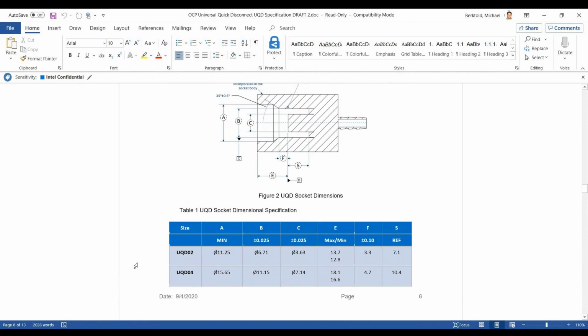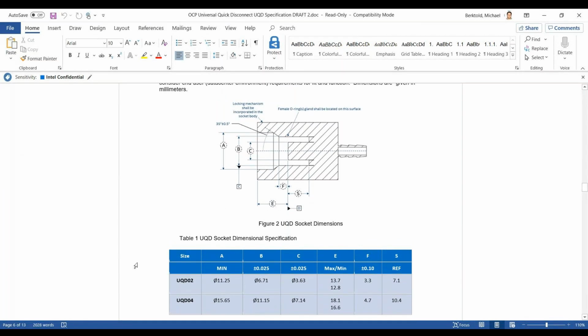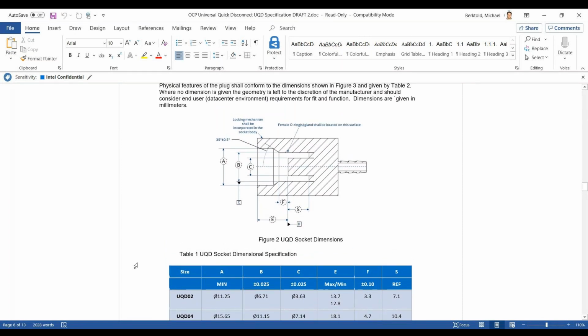So dimension B, for instance, you can see as the UQD goes from the 02 size in the table to 04, that dimension increases. And so the diameter is increasing as you go down the dimensional spec. Okay. Any questions on that? Feedback, I mean.